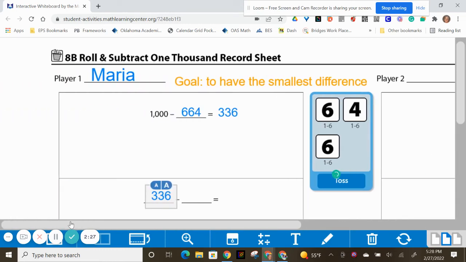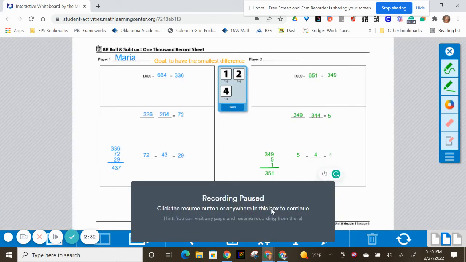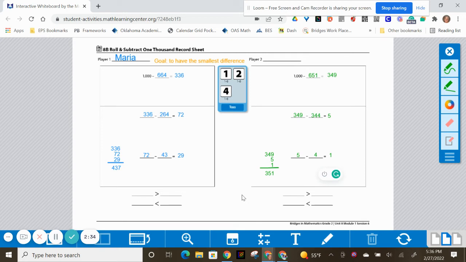Now I'm going to pause the video and finish the game and show you how the very last few steps go. All right, so here you can see that I have finished the game for both players. And once I knew what all of the differences were for each round, I added those together. So here's the total for player 1. And then look what happened with player 2. When player 2 got to the second round, they were able to get a difference of 5. And so when they came down to the last round, they chose to use only 1 die.